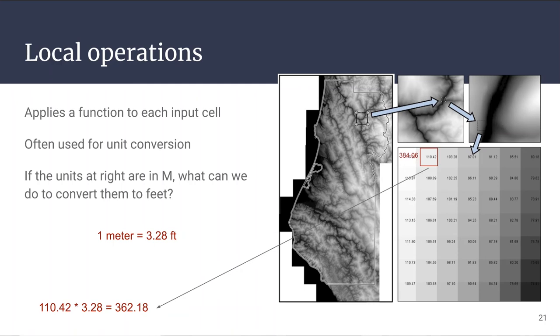Then it'll go to the next empty cell in the output raster, multiply that one by the same 3.28. In that case, we'd get 362.18. All of the overlying cells are filled this way in the output raster, and you'd end up with an entire raster that's in feet instead of meters as an output.